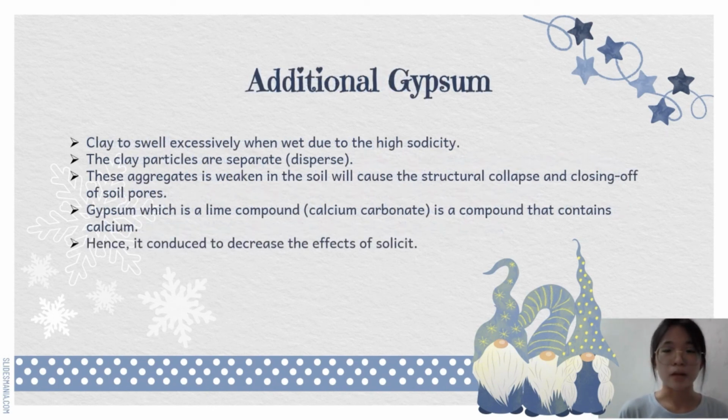And for the last chemical modification, the next is the addition of gypsum. Clay swells excessively when wet due to the high sodicity. The clay particles separate, which is called dispersed, and the aggregate is weakened in the soil, which causes the structure to collapse and the closing of the soil pores. Gypsum, which is a compound that contains calcium, is conducive to reducing the effect of the sodicity.